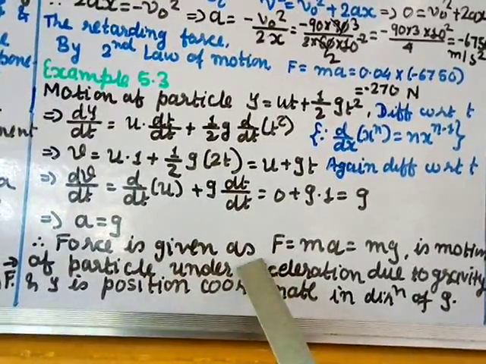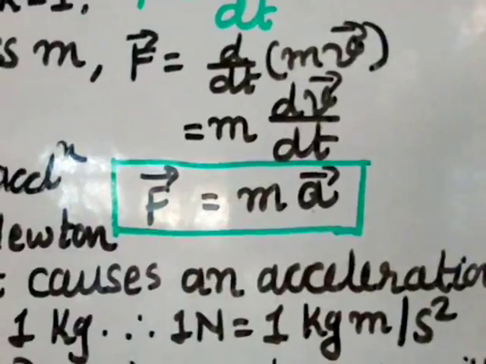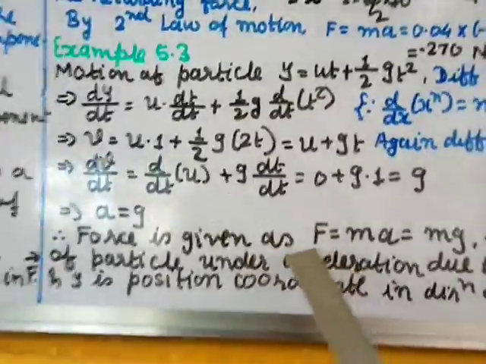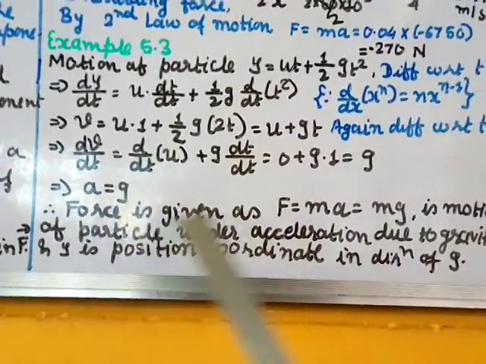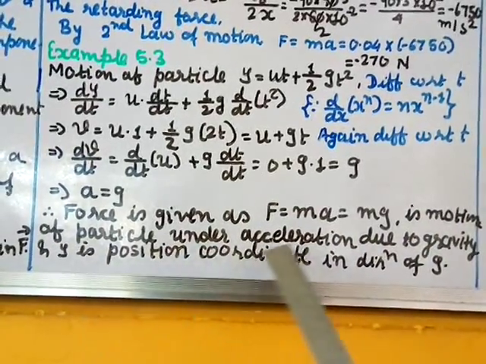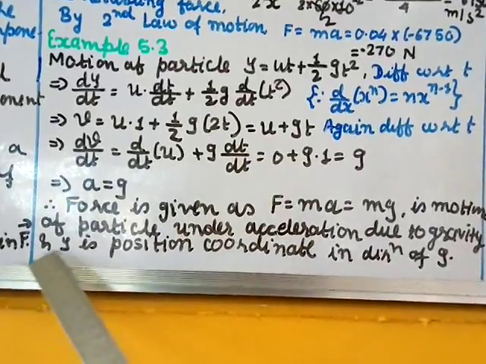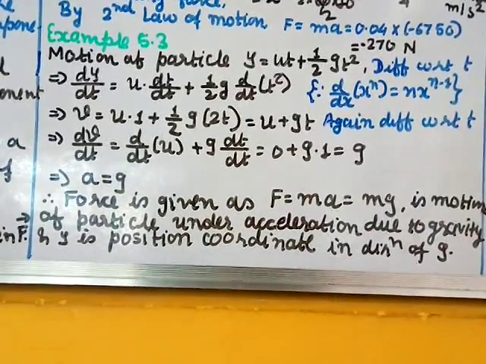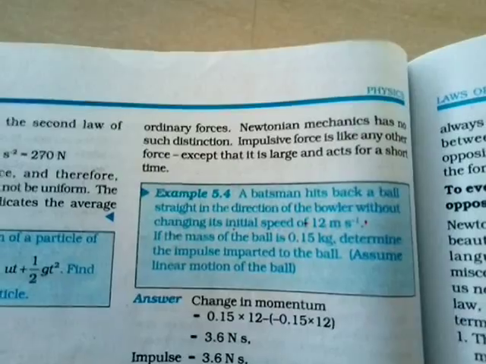Force is given, using this formula, second law of motion, F is equal to ma. So F is equal to ma, a value we found as g, so equal to mg. What is this? This is the motion of a particle under acceleration due to gravity, and y is a position coordinate in direction of g.